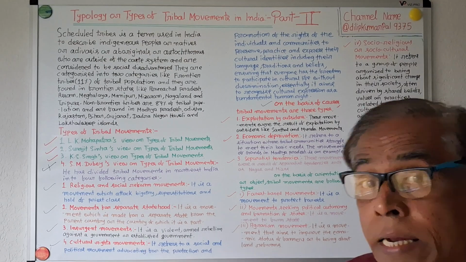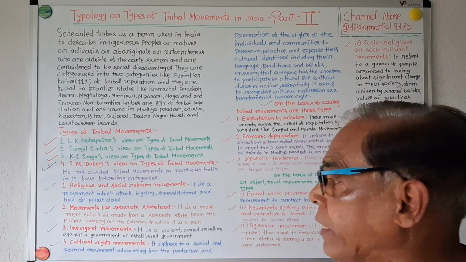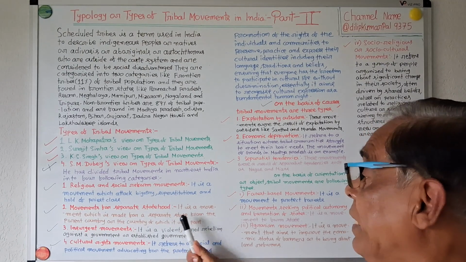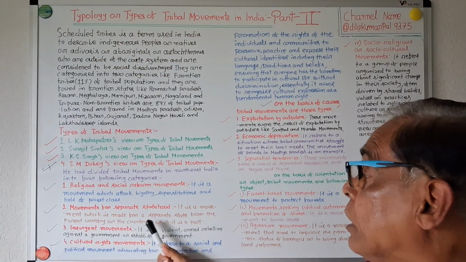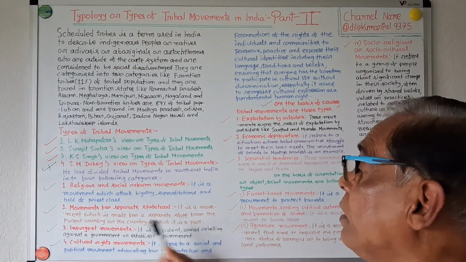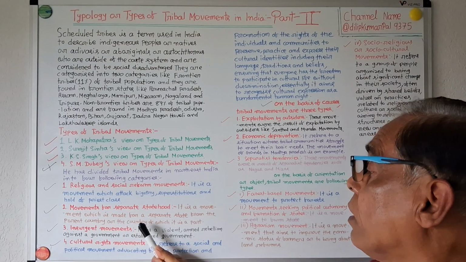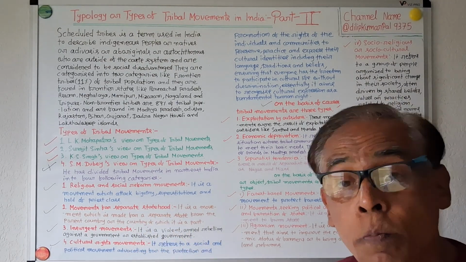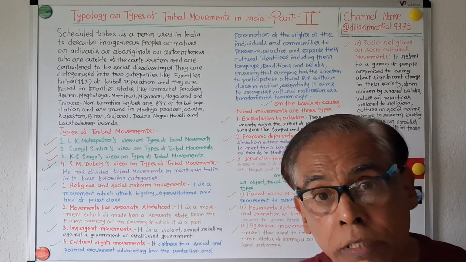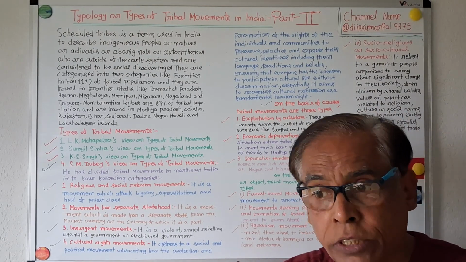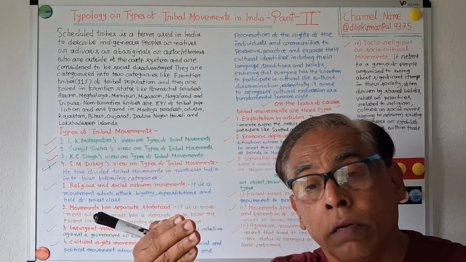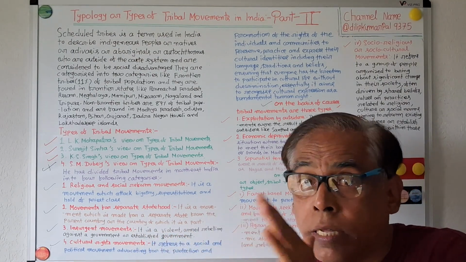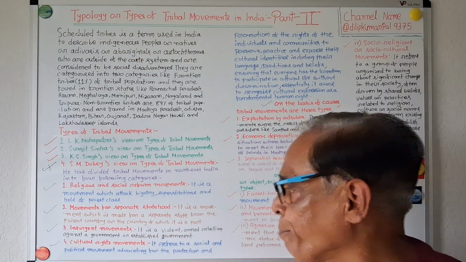Number two, another category of tribal movements is movements for separate statehood. It is a movement which is made for a separate state from the parent country or the country of which it is a part. It demands a separate state or a separate area from the country of which it is a part.